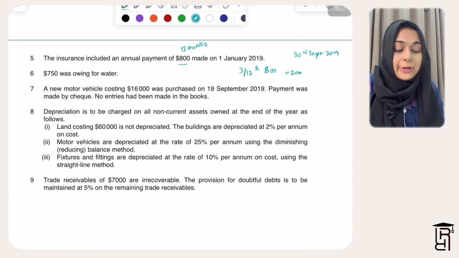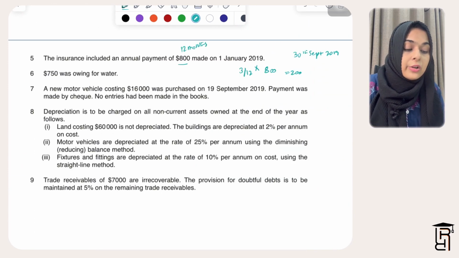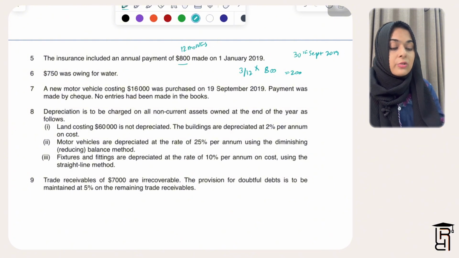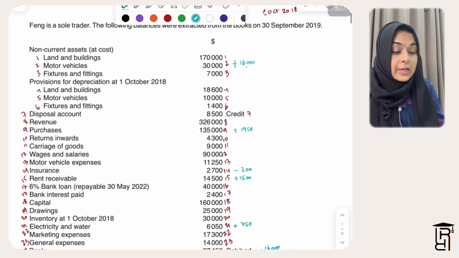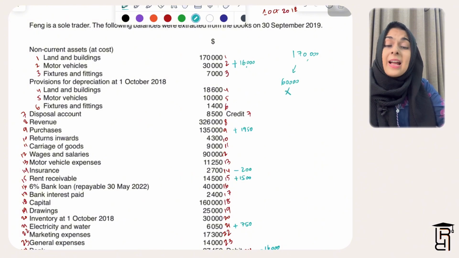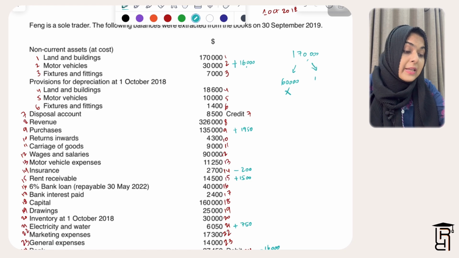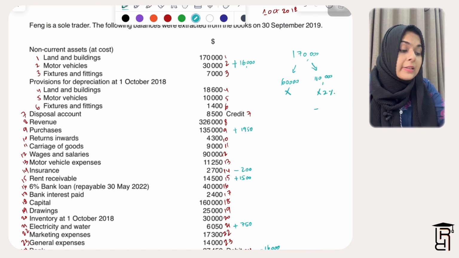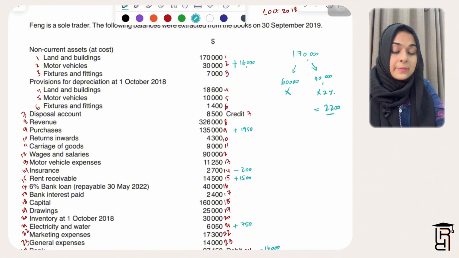Okay, in the 8th point they're saying depreciation is to be charged on all non-current assets owned at the end of the year as follows. Land costing 60,000 is not depreciated. The buildings are depreciated at 2% per annum on cost. So simply, land and buildings cost total is 170,000. Out of this, land is 60,000, which is not depreciated as per the question. The remaining is 110,000, which is depreciated by 2%. So the answer will be 2,200 depreciation for land and buildings.